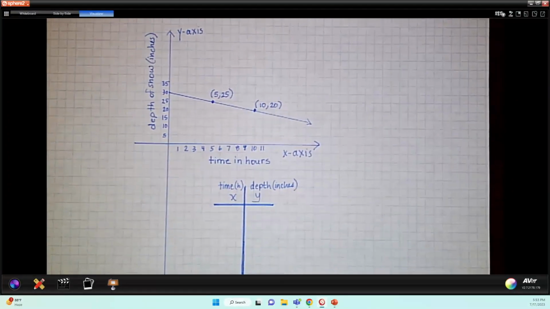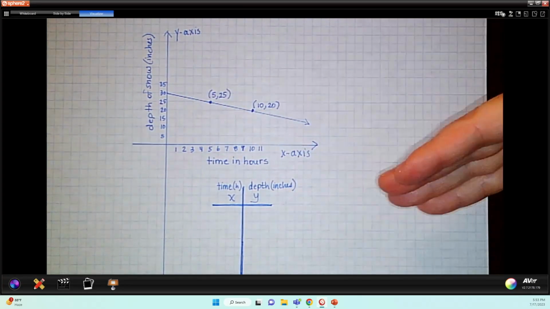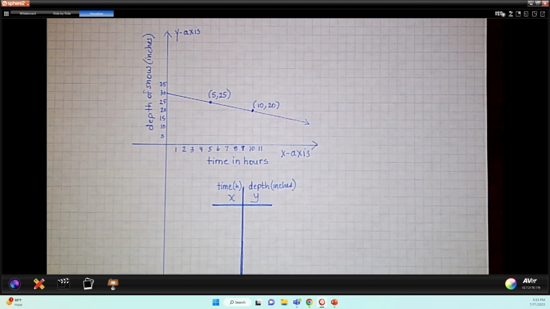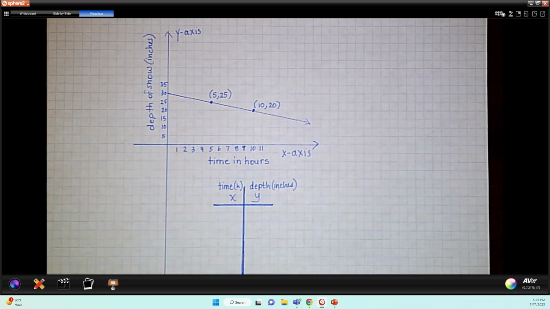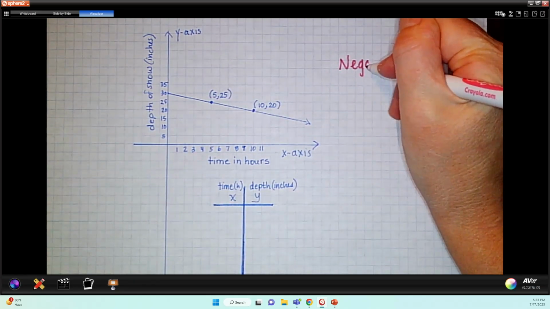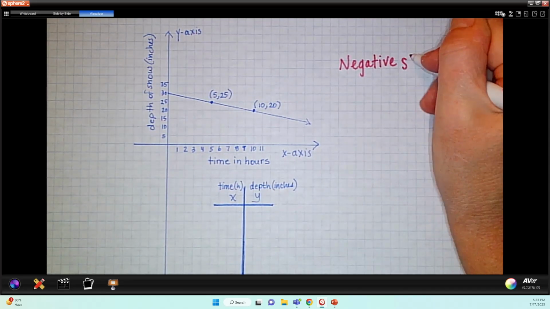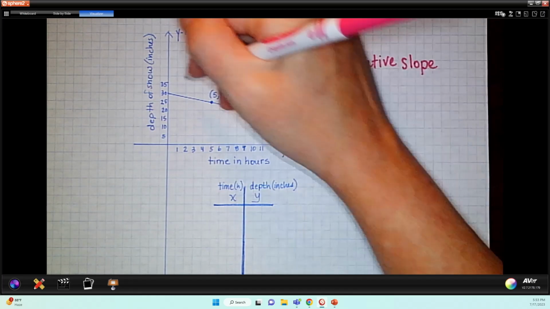Now this situation is a graph that represents the depth of snow as it melts over time. So as you can see, this is a slightly different slope. This is what we call a negative slope. So we do have slopes that are negative. Before we even start, we know the slope is negative. It's decreasing.